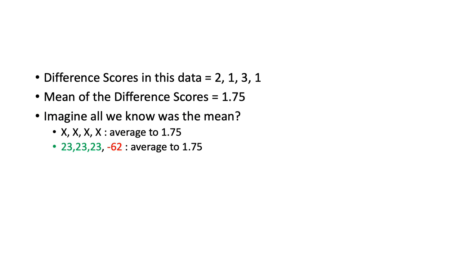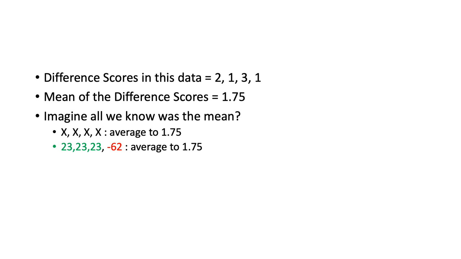So here's our data, 2, 1, 3, 1. These are our different scores calculated earlier. We know that our mean of the different scores is 1.75. Imagine that all we knew was the mean. So we had X scores that averaged to 1.75. How many of these scores are free to be anything, and how many of them are fixed?